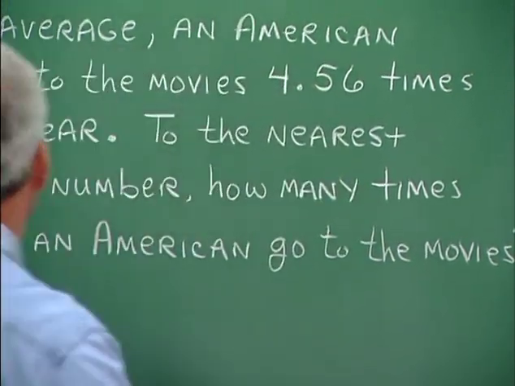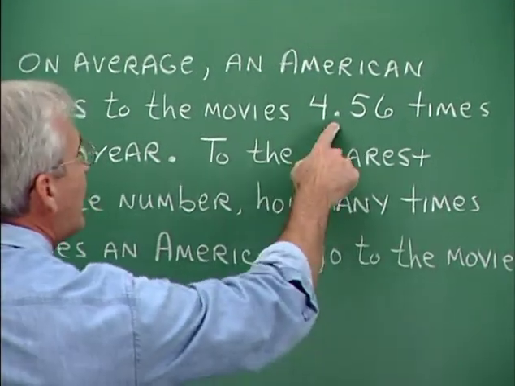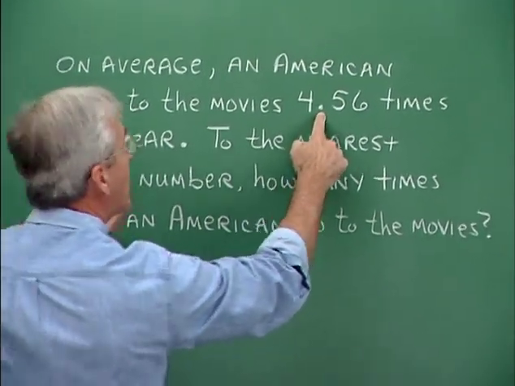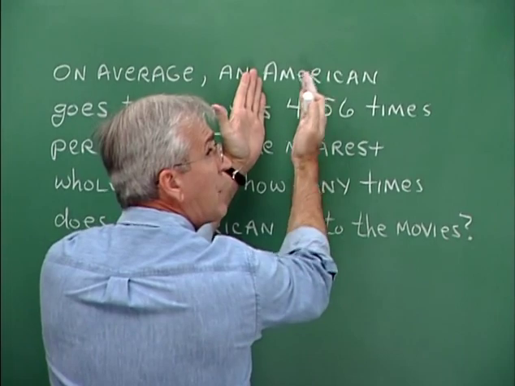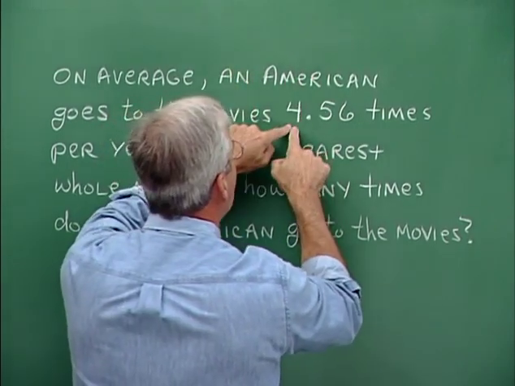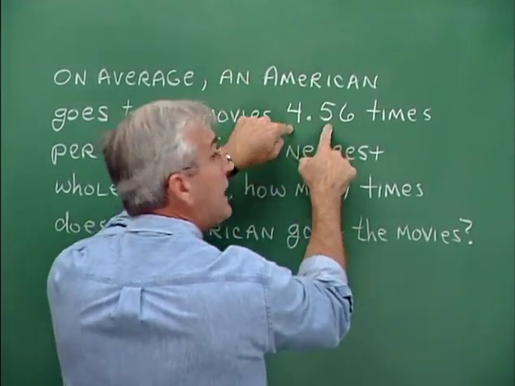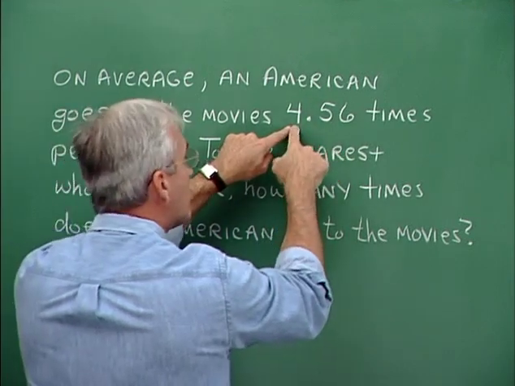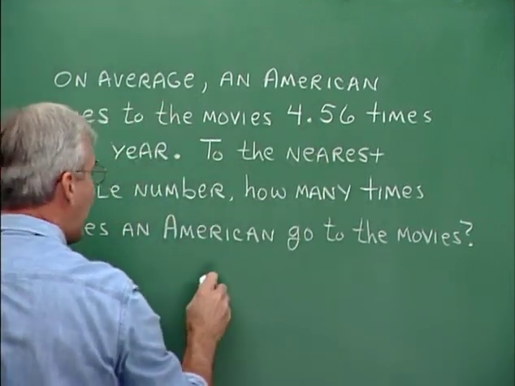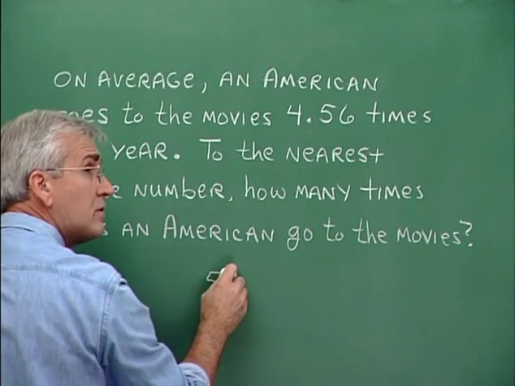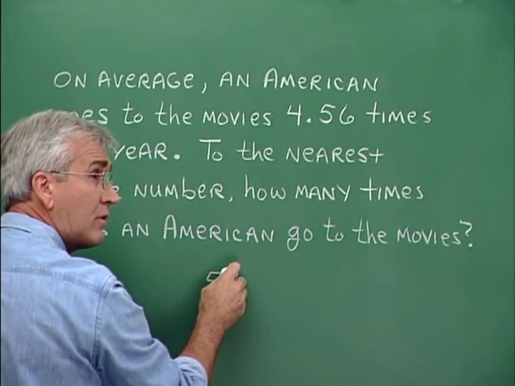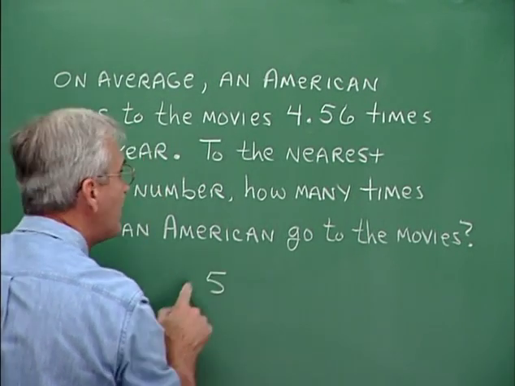Okay, let's do that. To the nearest whole number, what is that number? Well, the whole number part is to the left of the decimal. So the nearest whole number would be found by looking at the digit to the right. It is 5 or larger, so we make this one bigger. And so on average, an American goes to the movies 5 times, or witnesses 5 movies per year.